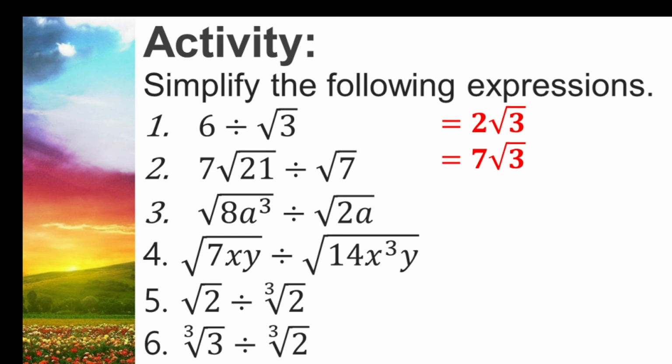Number 3. The square root of 8a cubed divided by the square root of 2a. Quotient, 2a. Number 4. Square root of 7xy divided by the square root of 14x cubed y. Quotient, square root of 2 over 2x.